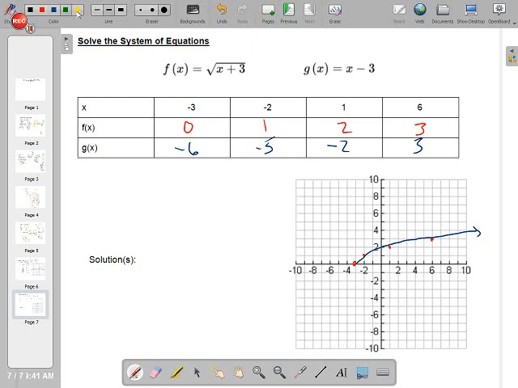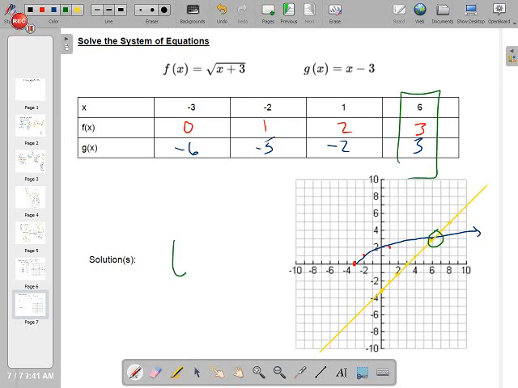So let's plot those points. And this is a line. You could probably just graph it the old-fashioned way. Start at negative 3 and go up 1 over 1. And I'm going to do that a bunch of times. Got it. Nice. Okay. If it intersects at that same point, that's what we're looking for. When we solve systems of equations, we're trying to find where the two functions intersect. And they intersect right there.